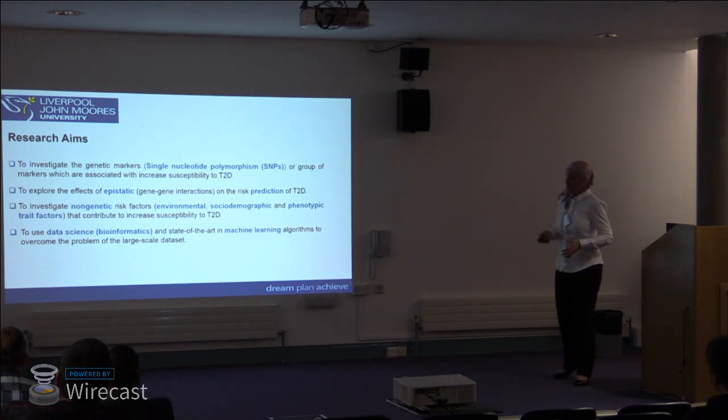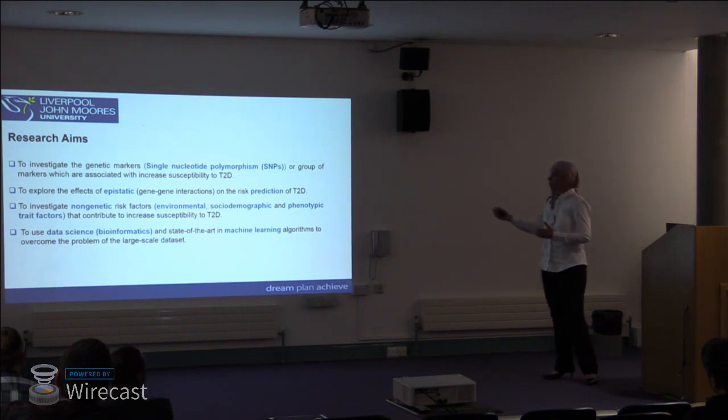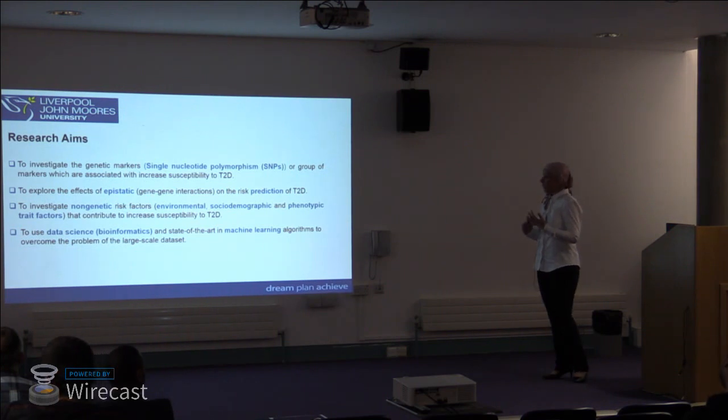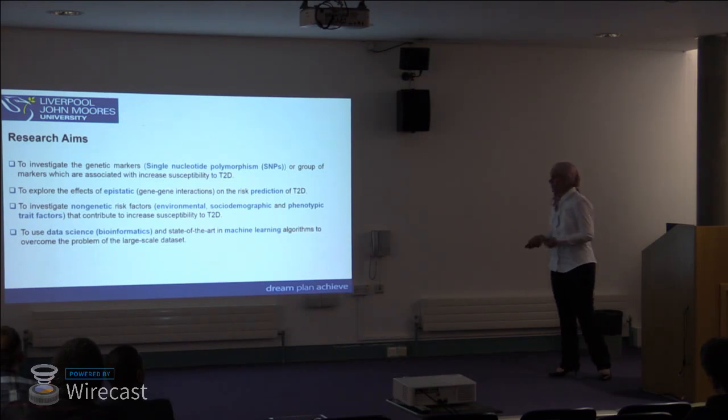In this research, we are aiming to investigate a SNP, and a group of SNPs, and how this is going to affect type 2 diabetes. As well as this, we will do a gene-gene interaction, and see how this will predict type 2 diabetes. And we will consider non-genetic risk factors, which include environmental and socio-demographic factors. We are going to achieve all these things using bioinformatics and machine learning, and in the future, we will use machine learning algorithms to achieve these aims.